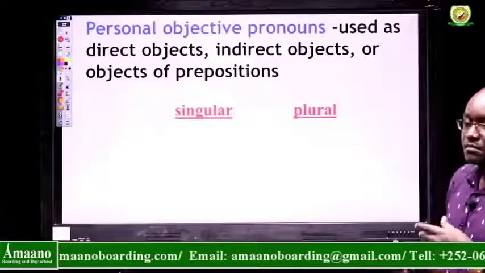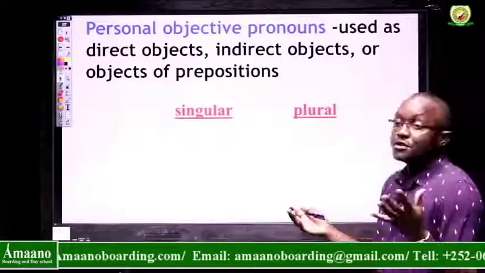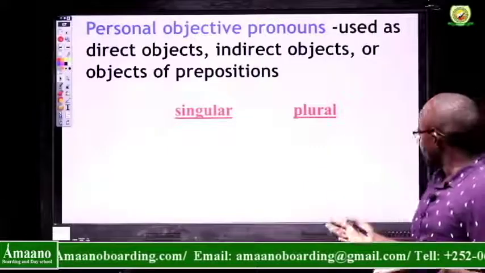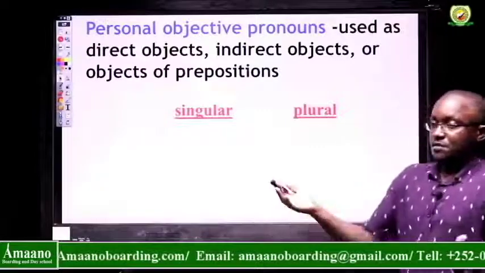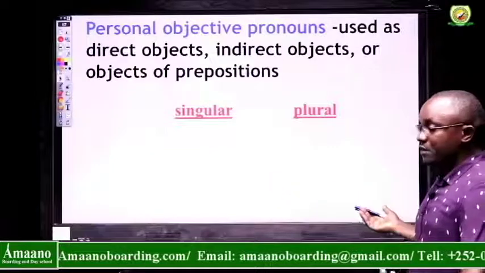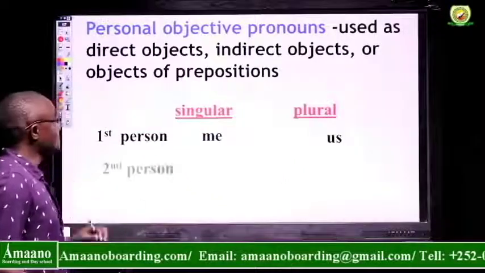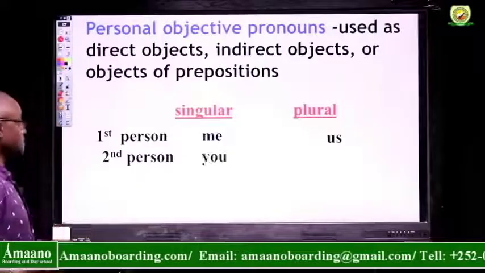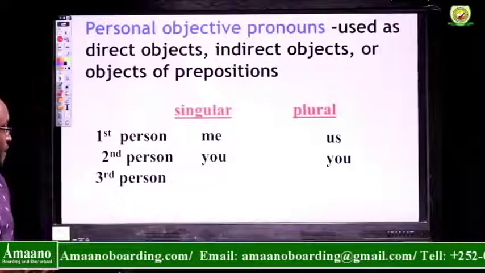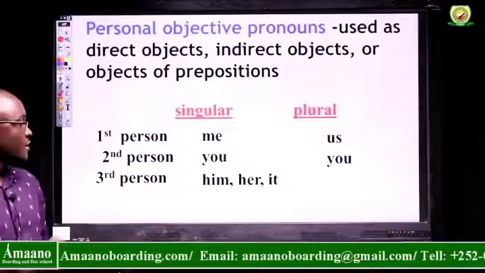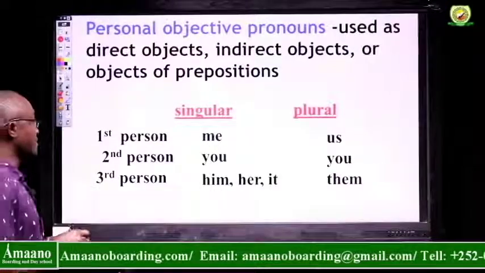Now the second type, personal objective pronouns. These are used as direct objects or indirect objects, or sometimes objects of prepositions. They can also be singular as well as plural. I want you to look at these. The first person, we have me and us, you, which still remains you. Third person, we have him, her, or it, for things that are not human, and them in plural.